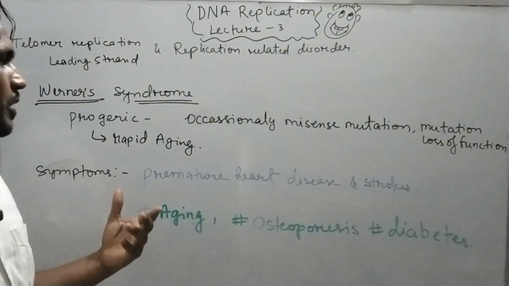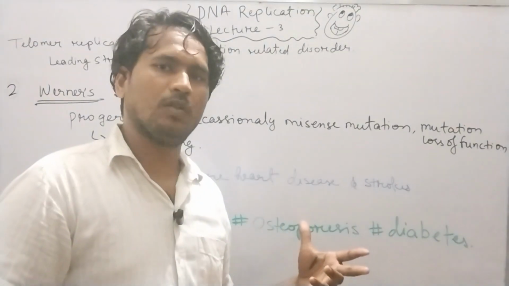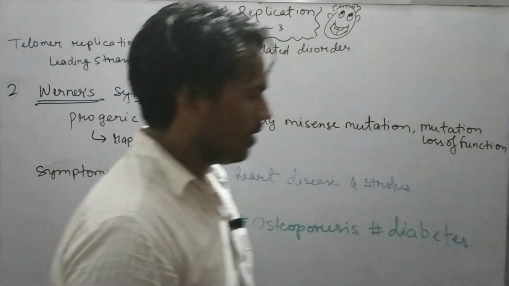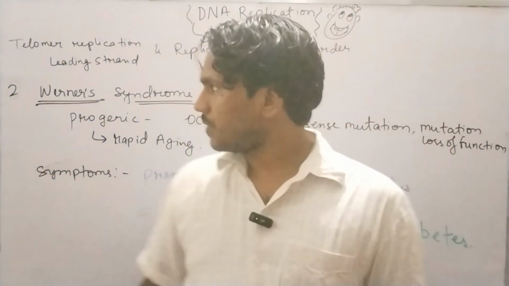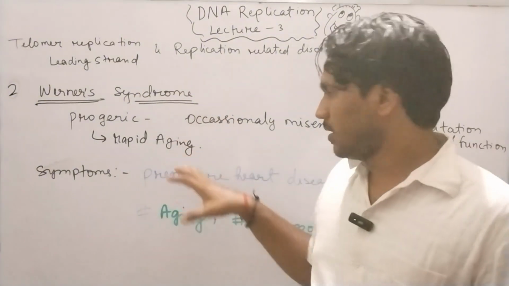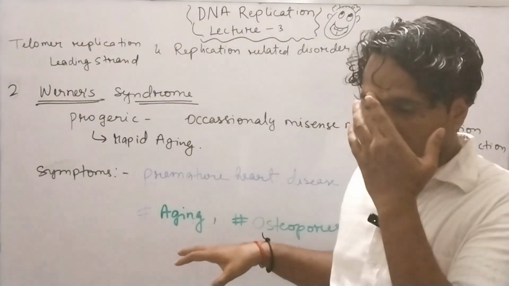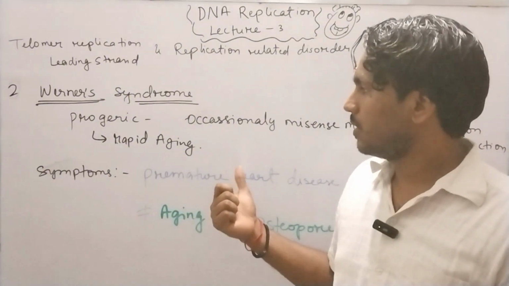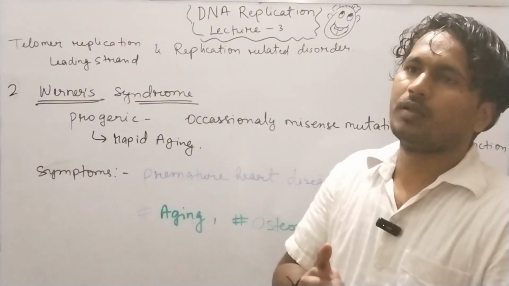Other than early aging, the symptoms are premature heart disease or strokes, atherosclerosis, osteoporosis and diabetes. So these are the symptoms of Werner syndrome, but the main symptom is rapid aging.